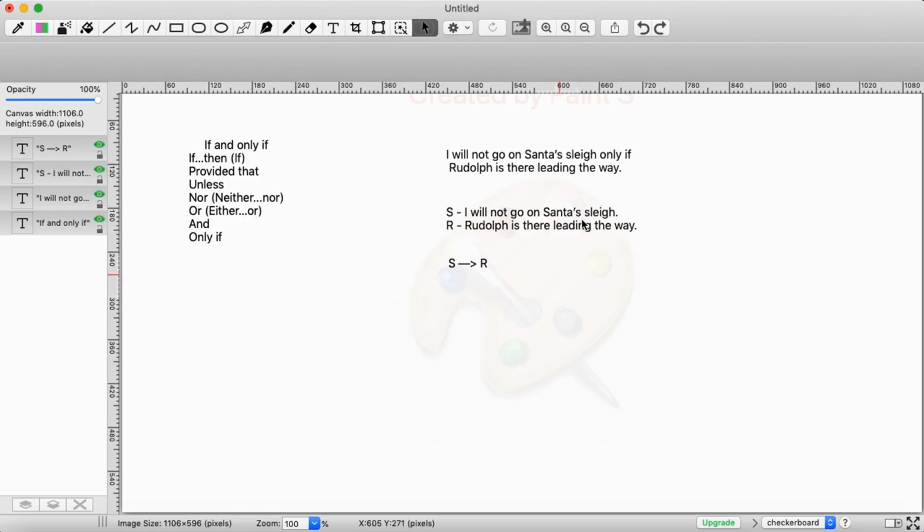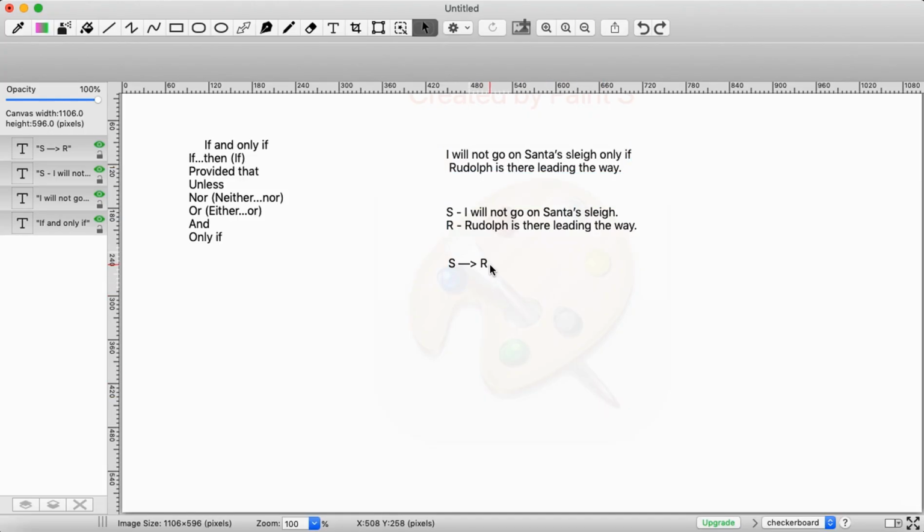And keep in mind for this whole example, I've had a negative be what the normal of S is. Remember that. So it's a little more complicated than normal. You can make a variable whatever you want. I'm just saying that the positive for S is "I will not." Might be confusing, but I could have done this anyway. So I will not go on Santa's sleigh only if Rudolph is leading the way. It doesn't matter what's first and what's second. Whatever is first goes first, whatever is second goes second.